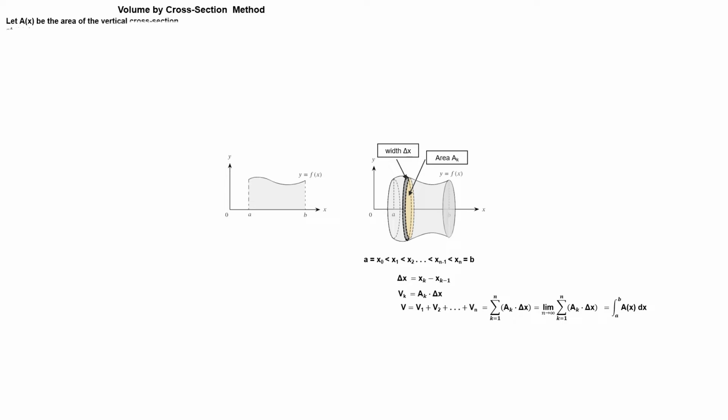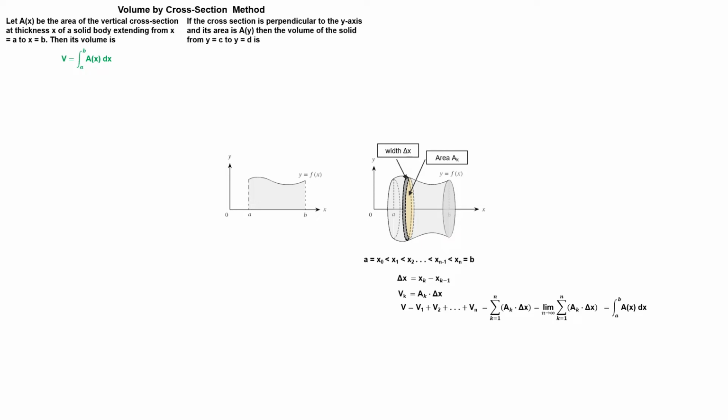Let A of x be the area of the vertical cross-section at thickness x of a solid body extending from x equals a to x equals b. Then its volume is: the volume of the solid is equal to the integral of its cross-sectional area. Similarly, the volume of the solid formed by revolving the region bounded by the curve in the y-axis between y equals c and y equals d around the y-axis is given by.